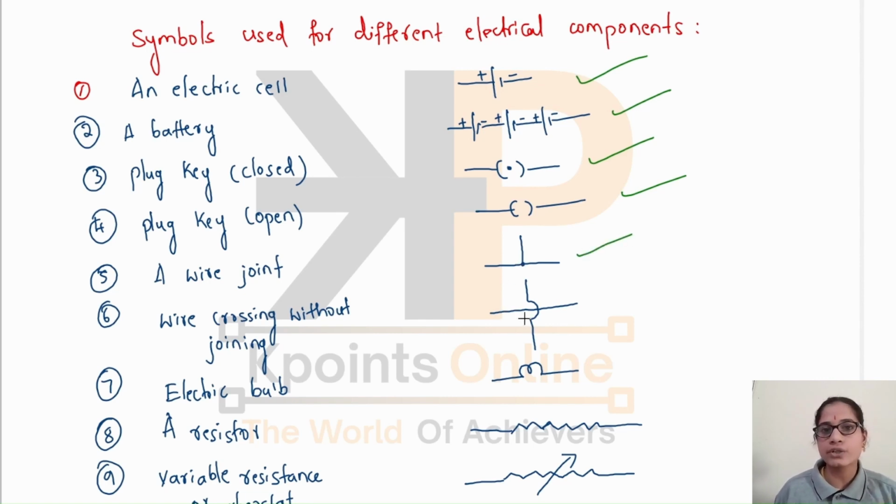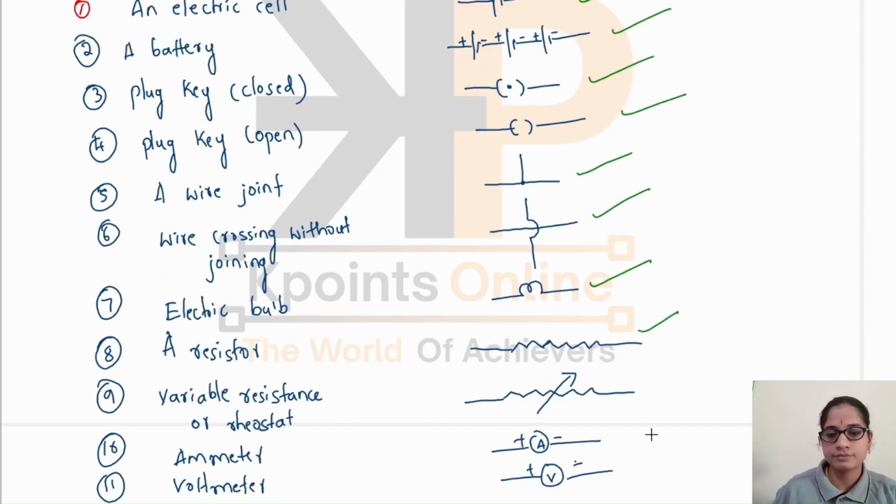Then if the wires are not connected, they are simply crossing. It is shown like this. Then this is a representation of a bulb. This is a resistor and this is a variable resistor. It is also called a rheostat. This is the ammeter and this is the voltmeter. This is how we show different symbols for different electrical components.